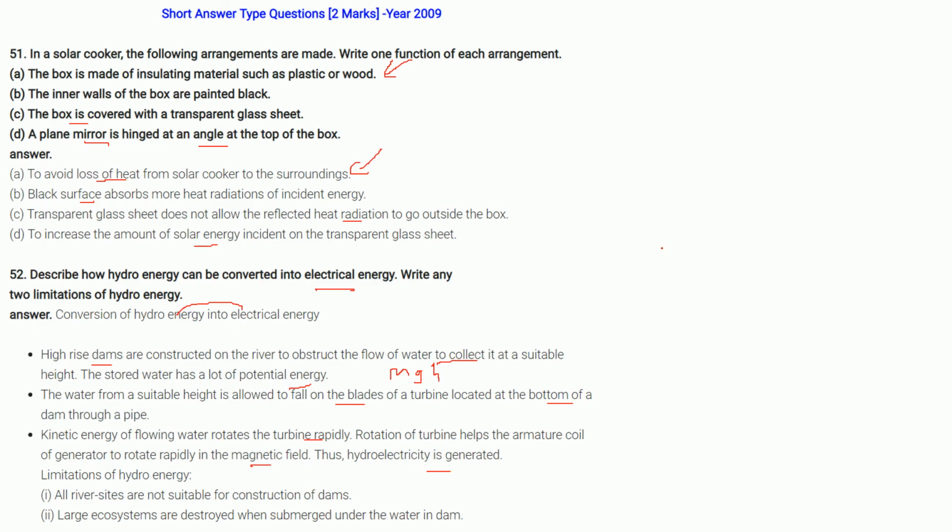So this is how it works. There is water. Now this is the dam. Here the water is from a great height. It is allowed to fall like this. And here we have turbines. They rotate and then the generator generates the electricity.